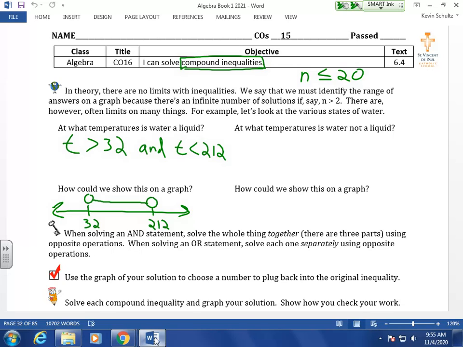Okay? Follow me so far? Will, question? 31 with a closed circle? You couldn't do 31 with a closed circle because then that would include values like 31.5. And at 31.5, it's a solid. You also couldn't start with 33 in a closed circle, saying 33 degrees and up, because that would not include stuff like 32.2, 32.9 when it is a liquid. So we do need 32 and 212 with open circles.